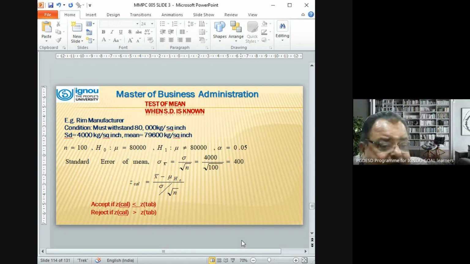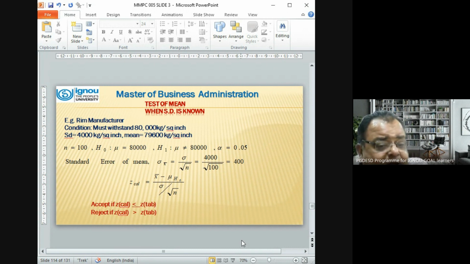Now see the first line. N is 100, that is given in the problem. H naught: the condition is that it can withstand that much load. That means H naught is mu is equal to 80,000. And the alternate is it cannot. The H1 is mu is not equal to 80,000. Your alpha is 0.05. If it is not mentioned, you can take 0.05.